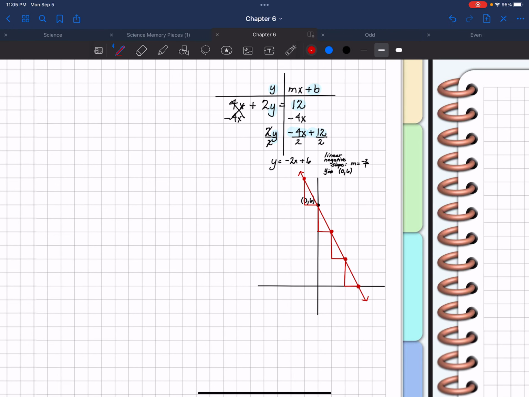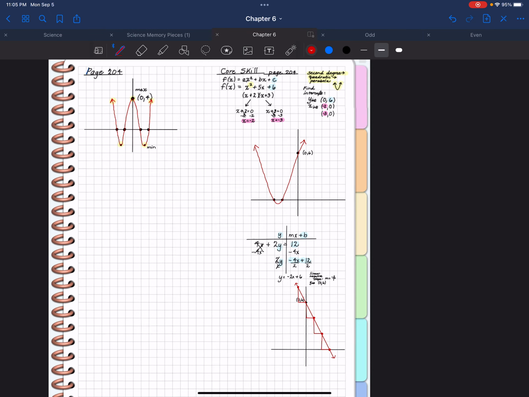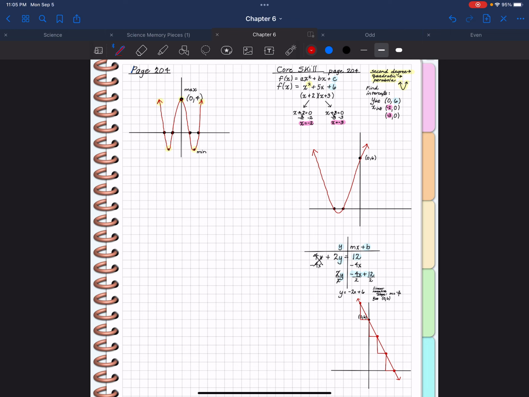Okay. So that's just a little bit more practice, not only with graphing, but with finding the intercepts and thinking about different types of equations. I really, really like that problem. It's good stuff.